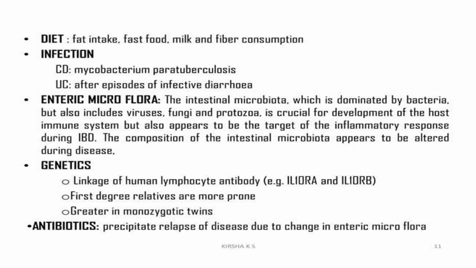Next one is genetics. It is due to the linkage of human lymphocyte antibody like IL-10RA and IL-10RB. Next one is that first-degree relatives are more prone, so that when there is a marriage between first-degree relatives, the children may be more prone to this inflammatory bowel disease, and it will be greater in monozygotic twins. With antibiotics, there is a precipitate relapse of disease due to the change in the enteric microflora.